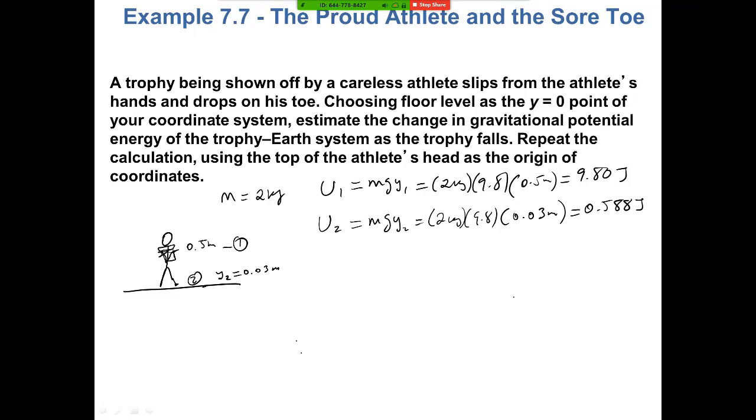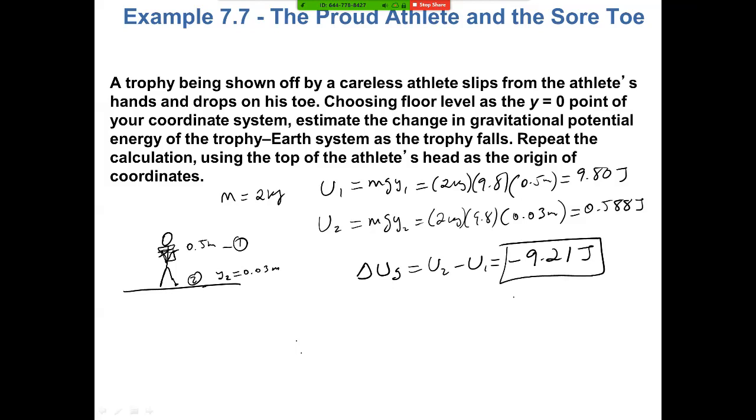All right, and then here's the change in gravitational potential energy, which is U2 minus U1. If I do the difference between them, I'm going to get negative 9.1 joules.